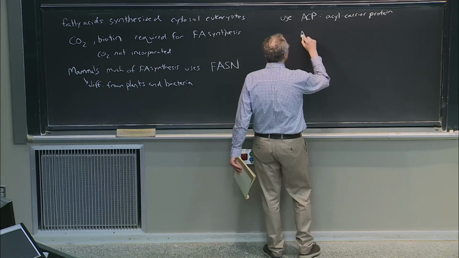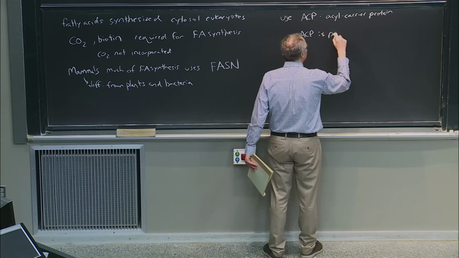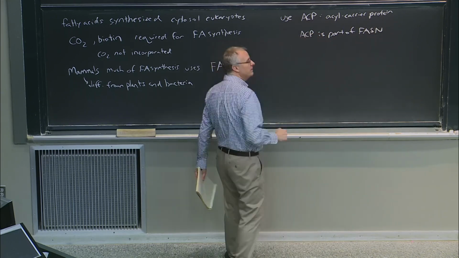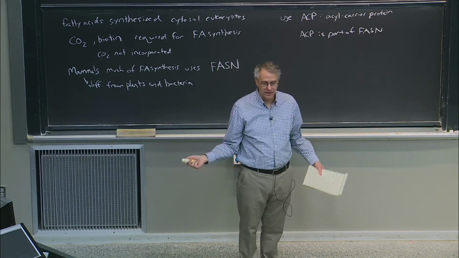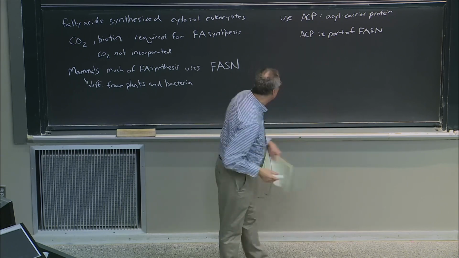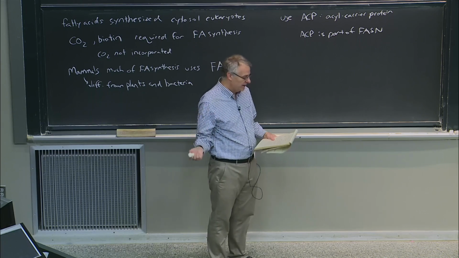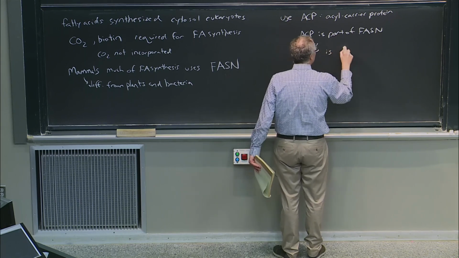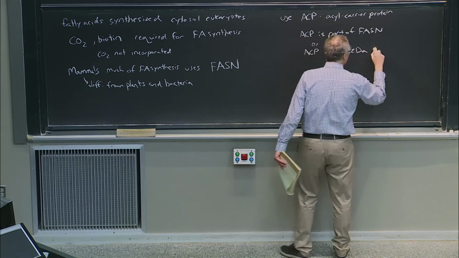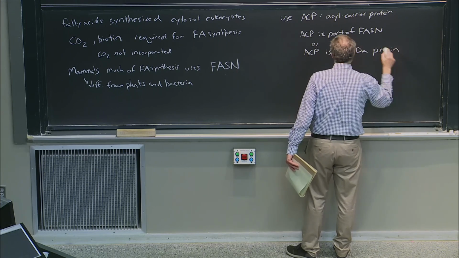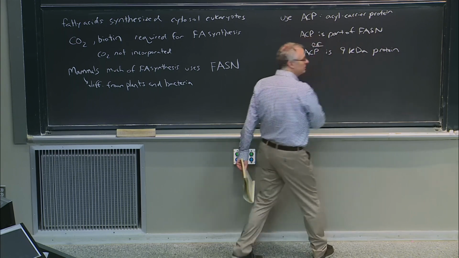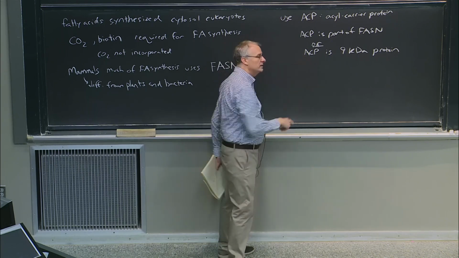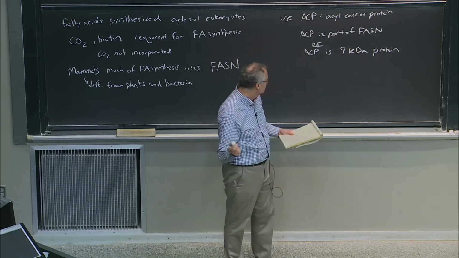So acyl carrier protein is part of FASN, the big polypeptide FASN in mammals that catalyzes this. The acyl carrier protein is not separate. It's actually built in to the sequence of FASN, whereas acyl carrier protein in plants and bacteria is a small 9 kilodalton protein. Okay? All right? So in mammals, acyl carrier protein is part of the fatty acid synthase polypeptide. In plants and bacteria, acyl carrier protein is a small 9 kilodalton protein.